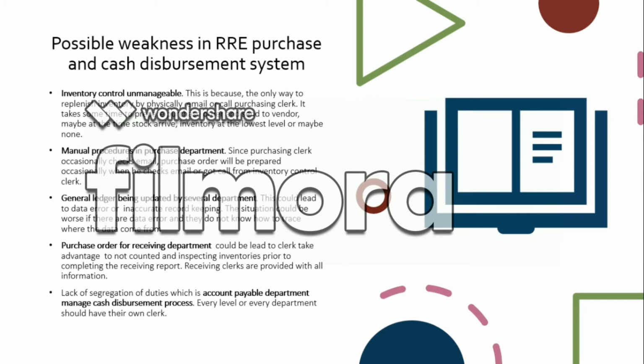Fourth, the purchase order sent to the receiving department could give the clerk the advantage of not counting and inspecting inventories prior to completing the receiving report. The receiving clerk is provided with all the information. Lastly, the account payable department manages the cash disbursement process. Every level or every department should have its own clerk.